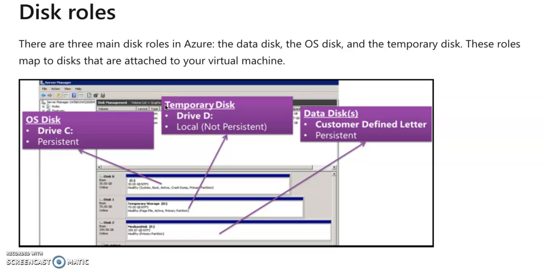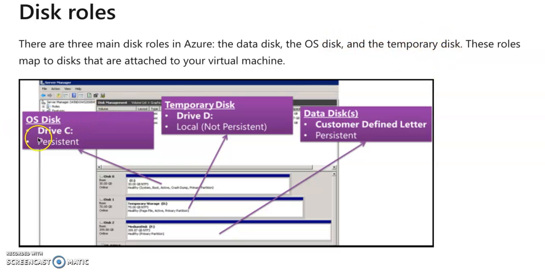Hi, welcome back. So here what we will discuss is the different types of disk available in Azure. If you can see this diagram, I've taken it from the Azure documentation. There are mainly three disk types in Azure. One is the data disk, the second is the OS disk, and the third is the temporary disk.